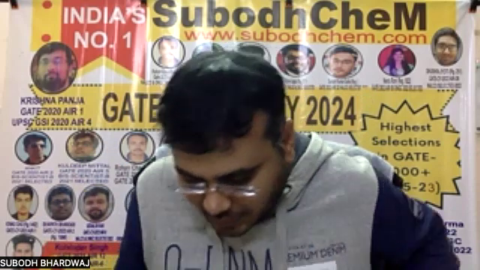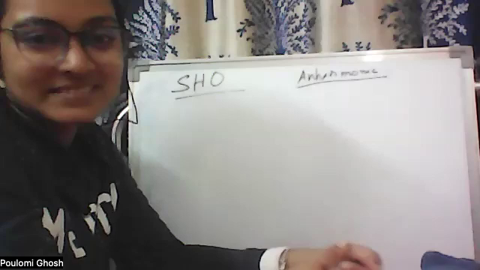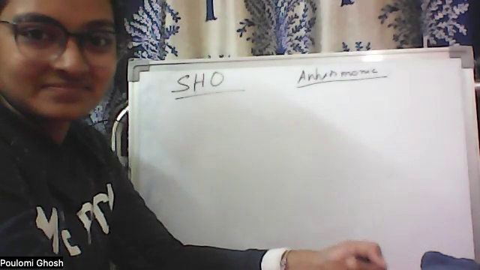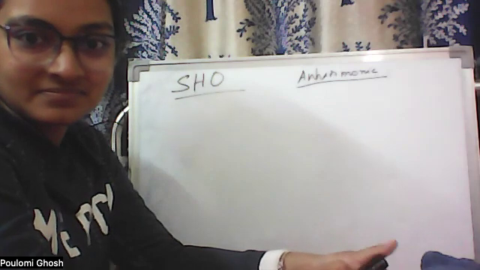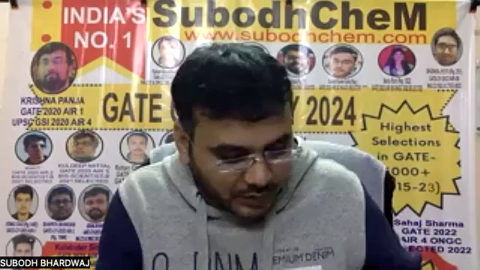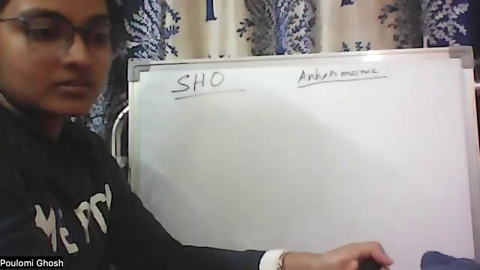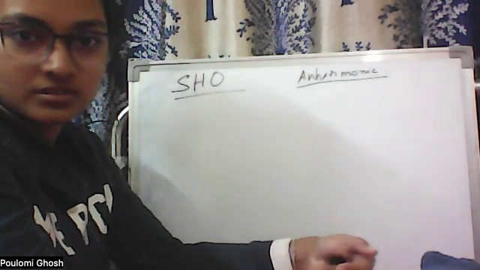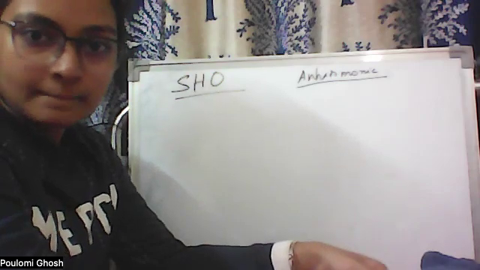Vibration: what is coupled vibration? The combination of symmetric and asymmetric stretching is the coupled vibration. What is Fermi resonance? The fundamental spectrum and the first overtone overlap.